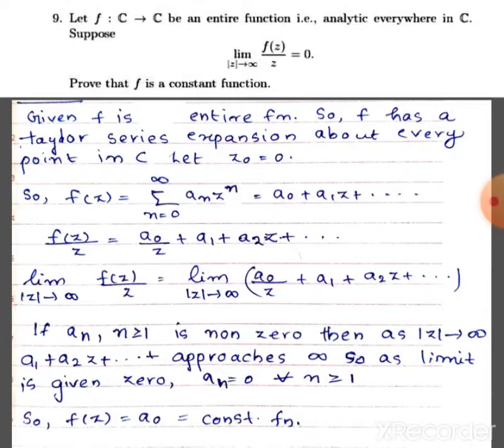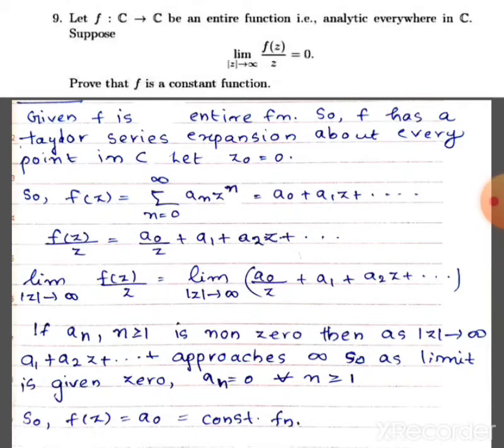So we can write f(z) equal to the summation from n equal to 0 to infinity of a_n z to the power n, which expands to a0 plus a1 z plus etc. Let us consider the quantity f(z)/z, which is equal to a0/z plus a1 plus a2 z plus etc. Now let's apply the limit as mod z tends to infinity on f(z)/z: the limit of a0/z plus a1 plus etc.